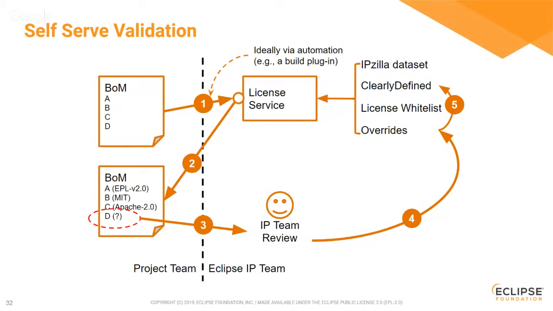Basically, we run this bill of materials through this license service, which checks with a handful of sources of data. These include our IPzilla data set, an open community called Clearly Defined, which harvests and curates license data for open source projects, and a white list of licenses that the board of directors has given our projects permission to use. And then as we explore this, we collect various overrides and information, the details of which I could probably talk far too much about.